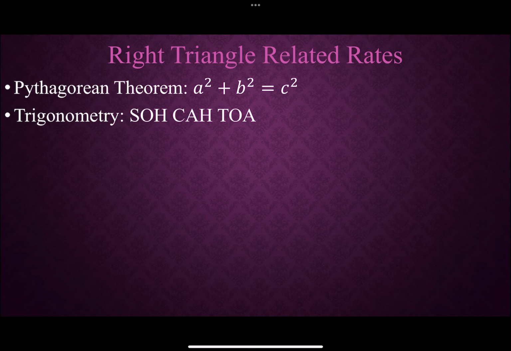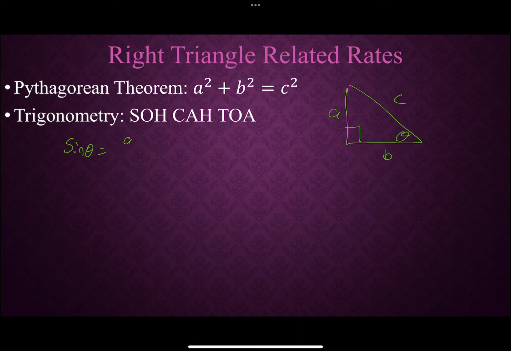You also deal a lot with the right triangle, so you've got to remember your right triangle formulas. Your Pythagorean theorem is based off a squared plus b squared equals c squared. And trigonometry is based off your idea of SOHCAHTOA. Your sine theta is whatever the opposite. So let's say we have that a squared, b squared, c squared thing. Let's say it's this.